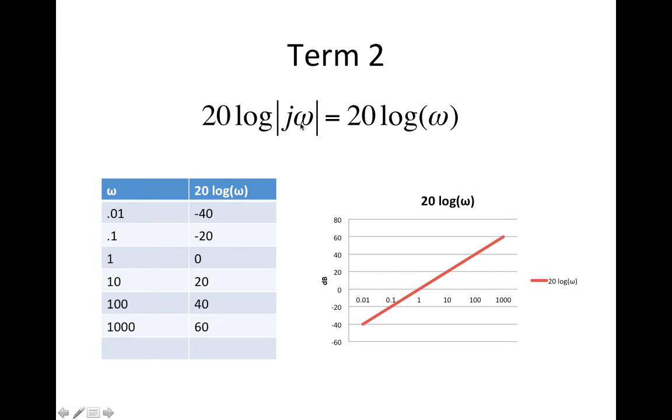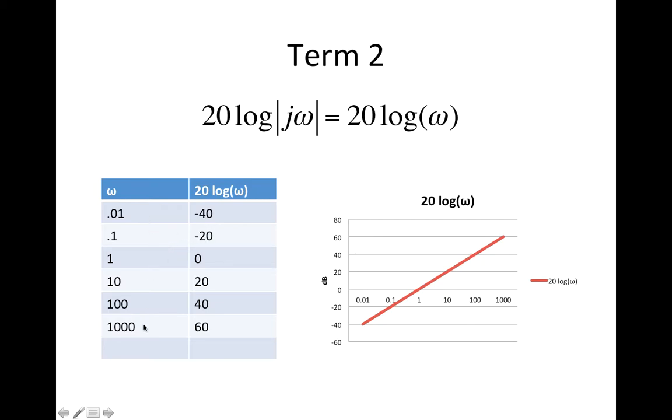So when we take the absolute value of j omega, we get omega. Now this is just going to be a straight line with log of omega. So I've printed out some values here. When omega is 0.01, 20 times the log of omega is minus 40. When it's 0.1, 20 times the log of omega is minus 20, and so on.